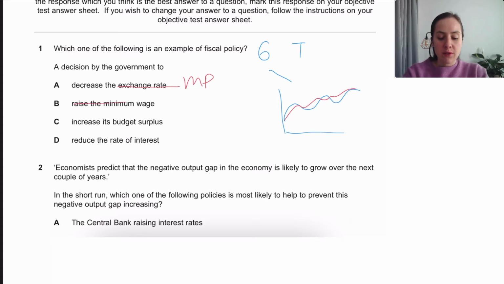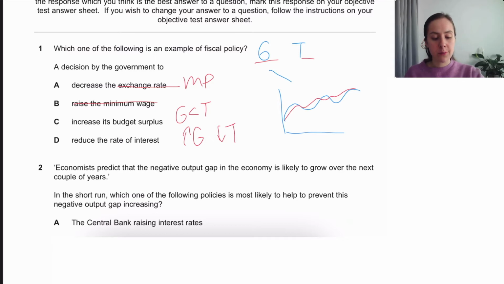This is a legal requirement, so the government's not spending anything. The budget surplus, if there's a budget surplus, it means G is smaller than T. So if that increases, we know that G has increased or T has decreased, which is what we define fiscal policy as in the beginning, something to do with government spending and taxation. So that looks to be the answer for that one.